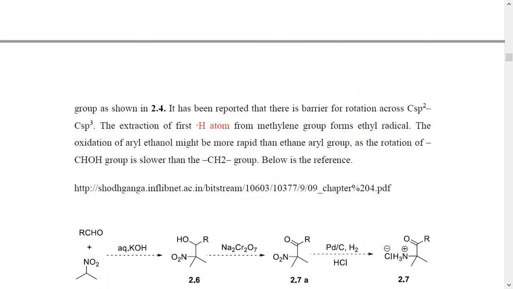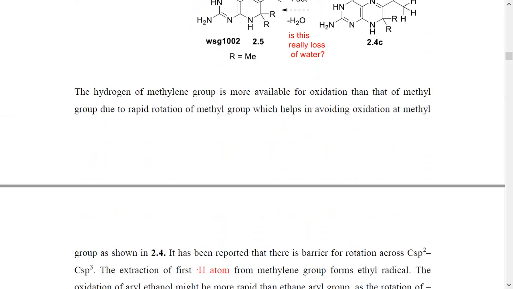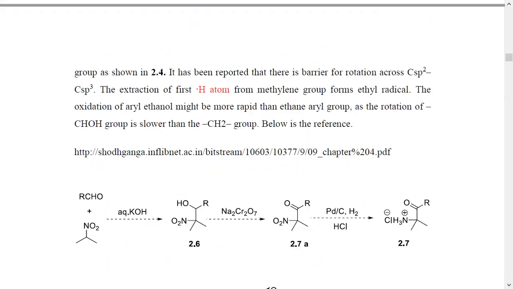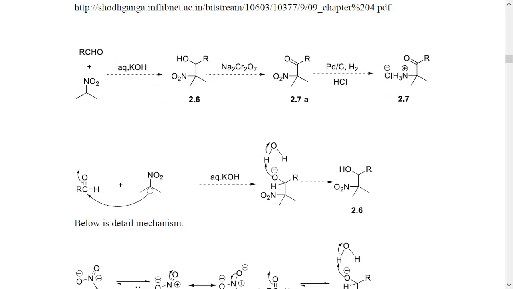The oxidation of aryl ethanol. Now after that we got ethanol. If you oxidize, it might be more rapid than the ethane aryl group. If you just have ethane, if you don't remove this one radical, it will be just ethane. But the ethyl radical is going to go into alcohol, towards aryl ethanol, and might be more rapid than the aryl group, as the rotation of the CHO group is slower than the CH2 group. Even though the CH2 group is rotating, the CHO group is slower.